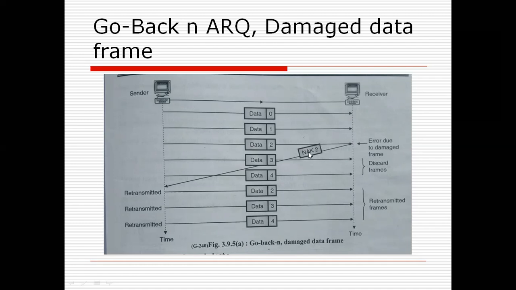NAK2 again means frame number 0 and frame number 1 have been correctly accepted, and there is an issue in frame number 2. So again, the frames after frame number 2, that is frame numbers 2, 3 and 4, will all be discarded by the receiver, and the sender will again send data frame 2, data frame 3 and data frame 4. So in this fashion, Go-Back-N ARQ works for a damaged data frame.